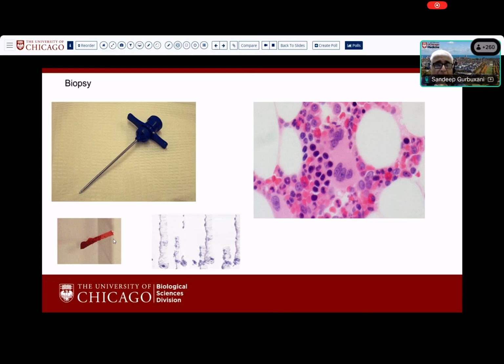This core biopsy can also be used to make touch imprints, the way you see here at the bottom, where you just gently tap the core on a glass slide and then stain it with a Romanowsky stain to get a good cytomorphology, particularly in instances where you cannot get an aspirate because the bone marrow is fibrotic or too packed for somebody to be able to get an aspirate.